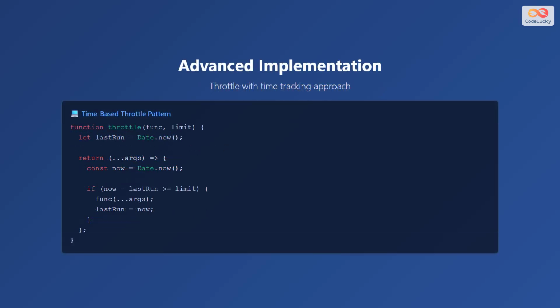Here is an advanced throttling pattern using time tracking. Instead of using a timeout, this approach compares the current time with the last time the function ran. If enough time has passed since the last execution, the function runs immediately and updates the last run time. This method is more memory efficient than the timeout approach and provides finer control over the throttling behavior. Both implementations work well, and which one to use depends on your specific requirements and preferences.